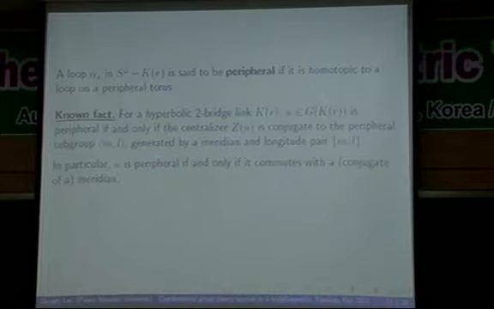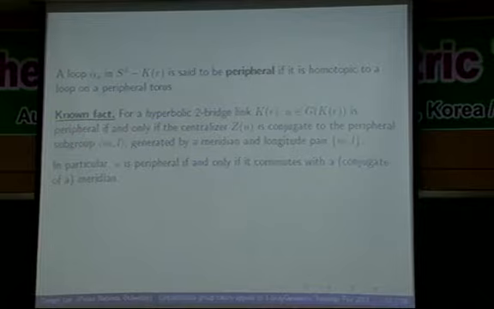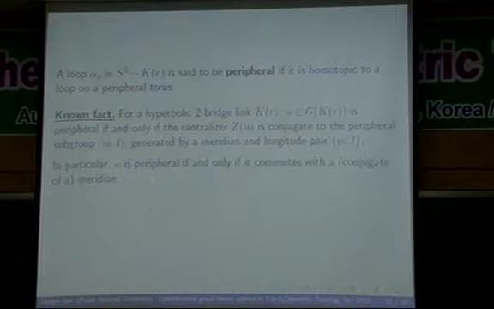And the following fact is well known for all hyperbolic link groups. An element U in this link group is peripheral if and only if its centralizer is conjugate to the peripheral subgroup generated by a meridian and the longitude pair. Since the meridian and the longitude commute with each other, we have the following: U is peripheral if and only if it commutes with a conjugate of a meridian. So from this, we can say that if U is peripheral, then U is a non-trivial conjugate of itself. So it's somehow related to the conjugacy problem.